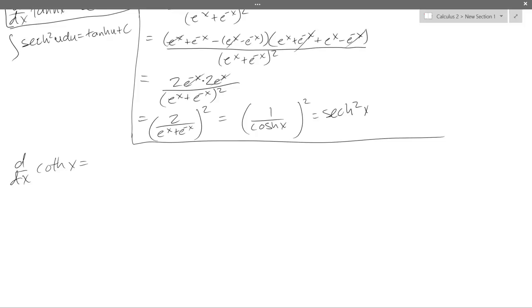So I could write it as 1 over tanh x and do a quotient rule. So that's an option. Another option would be to write it as tanh x, whole thing to the negative first power, and then subtract 1 off the power and all that good stuff.